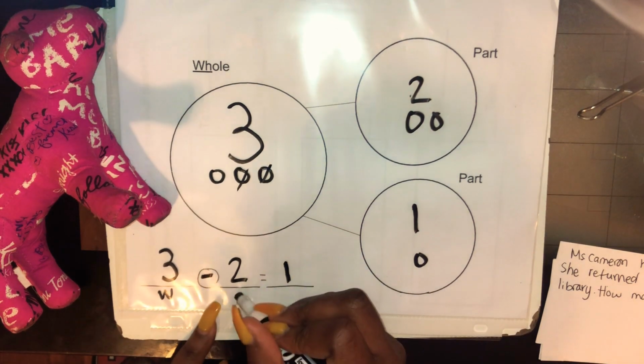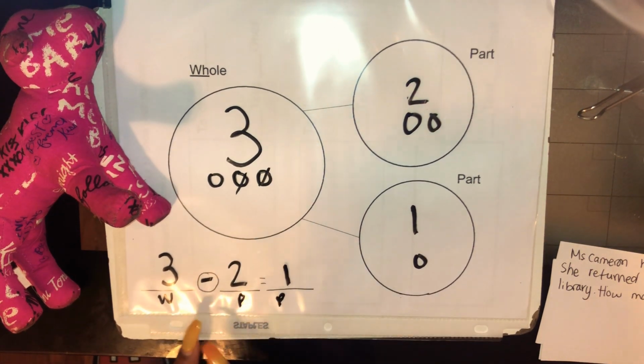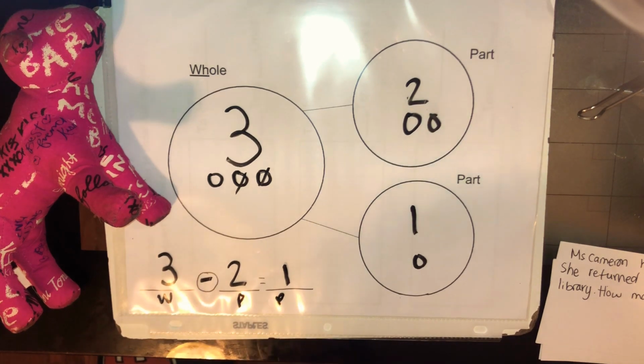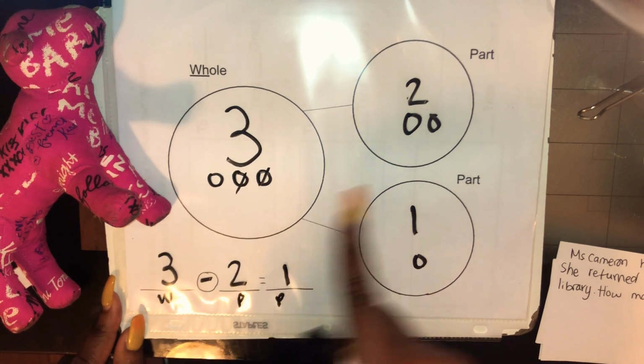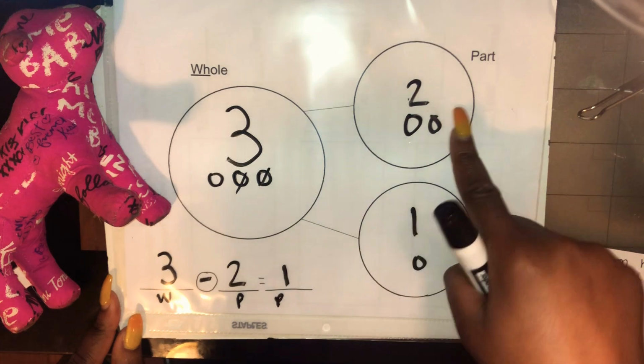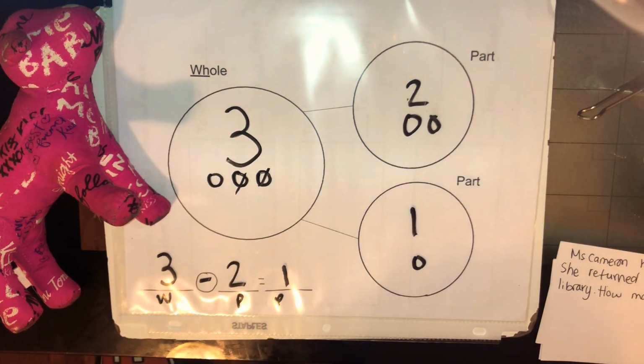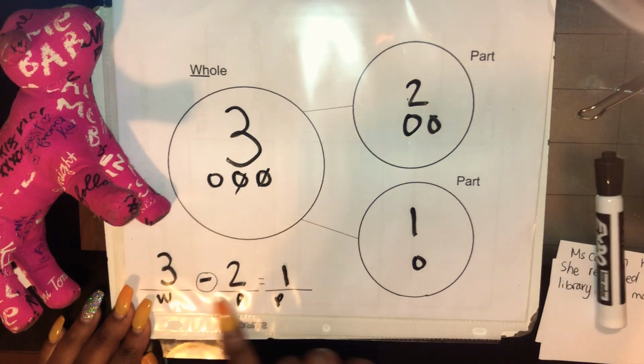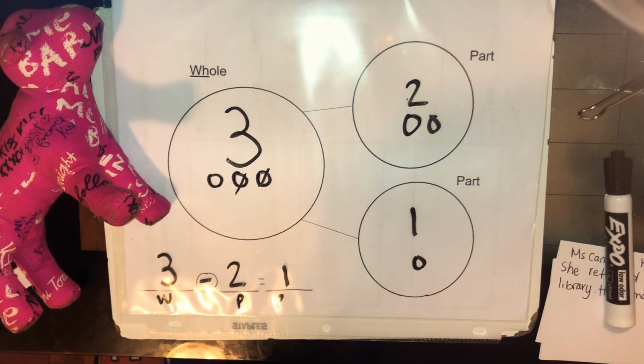So these 2 numbers become my part when I'm subtracting. Only when I'm subtracting, okay? So I started with 3. I took away 2, and then I have 1. All right? So don't get confused. When you're subtracting, it's a little bit different to use your number bond and to write your equation, all right?